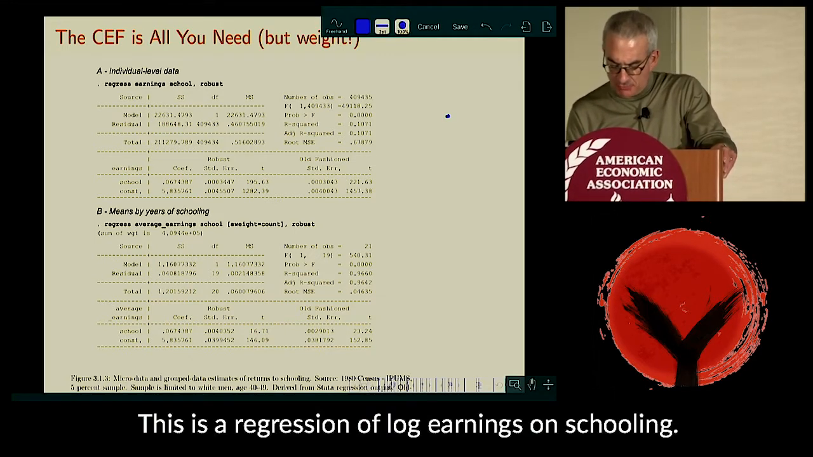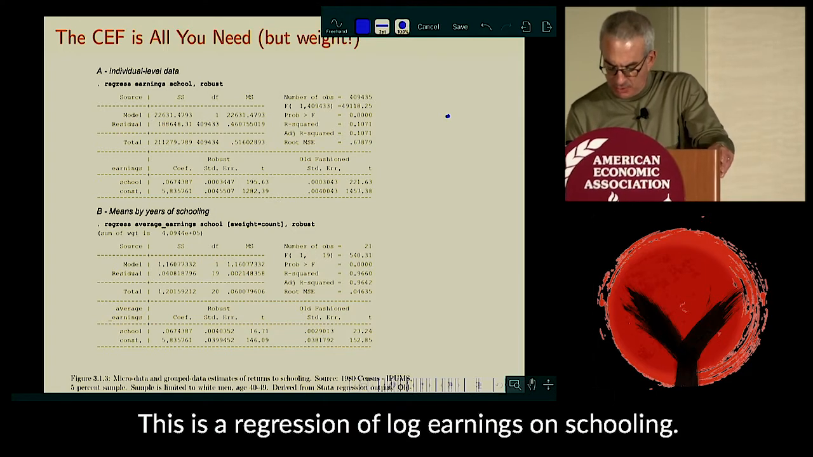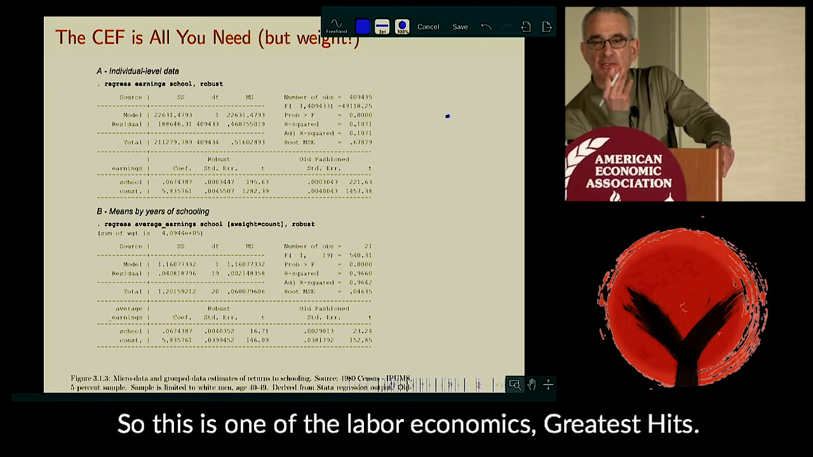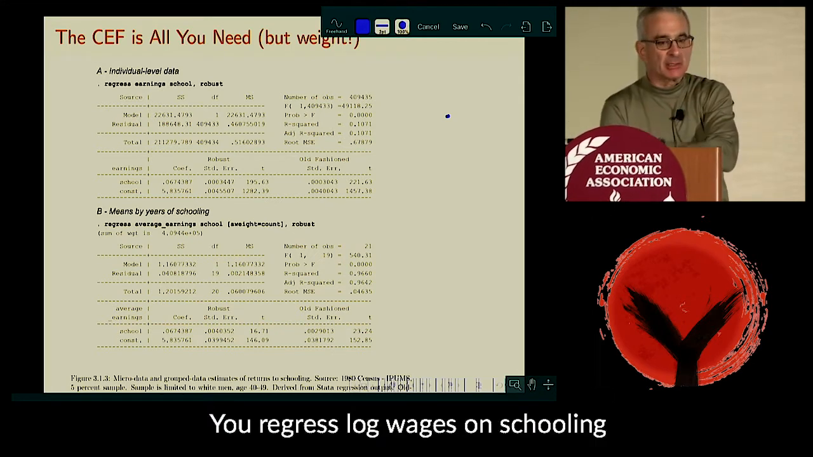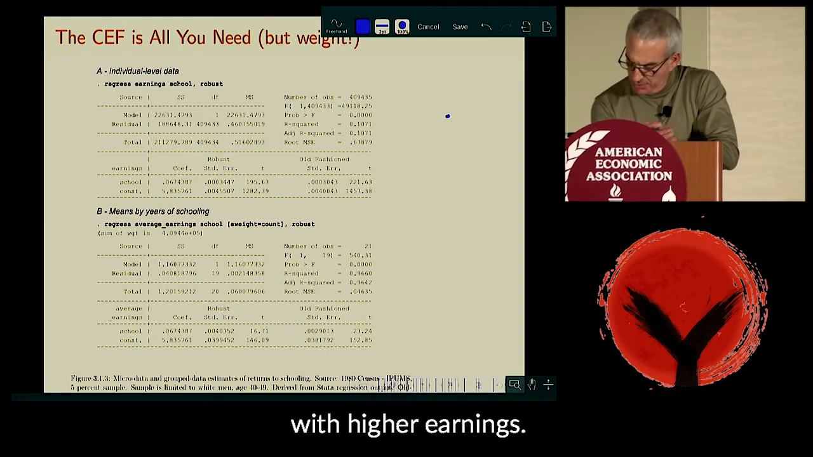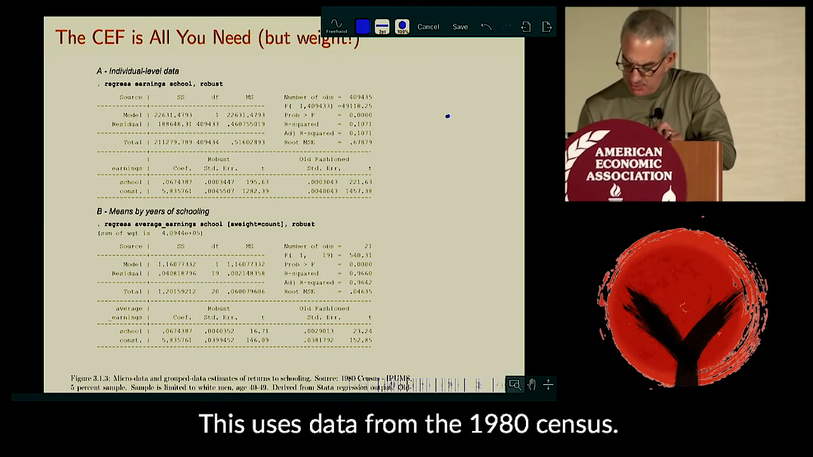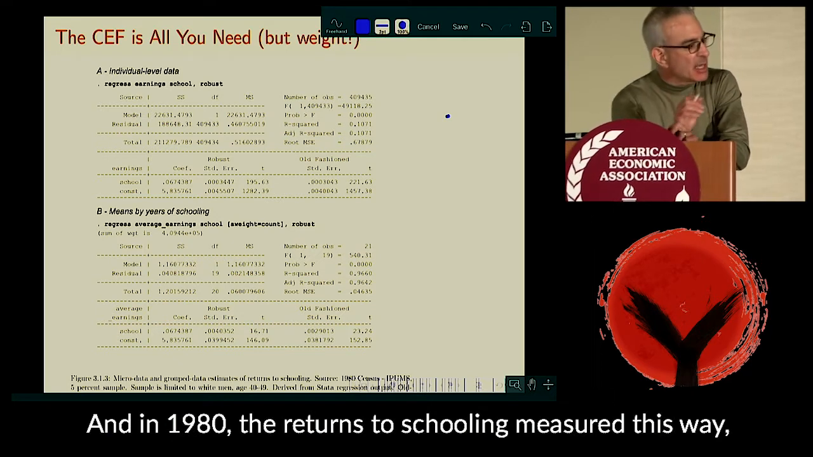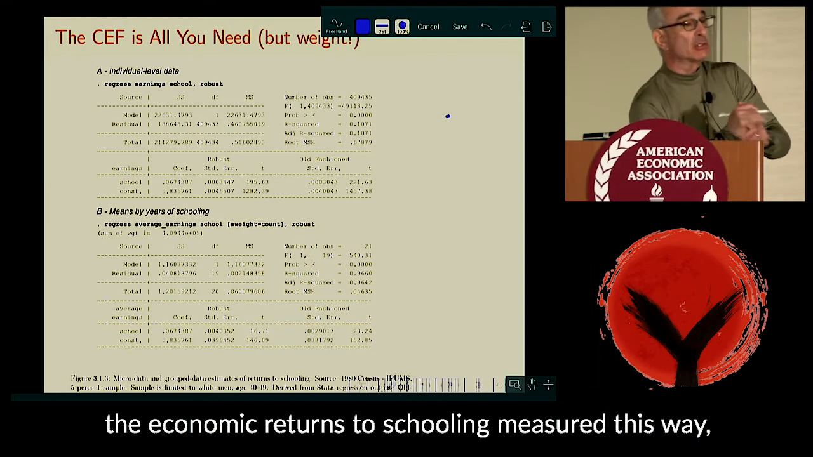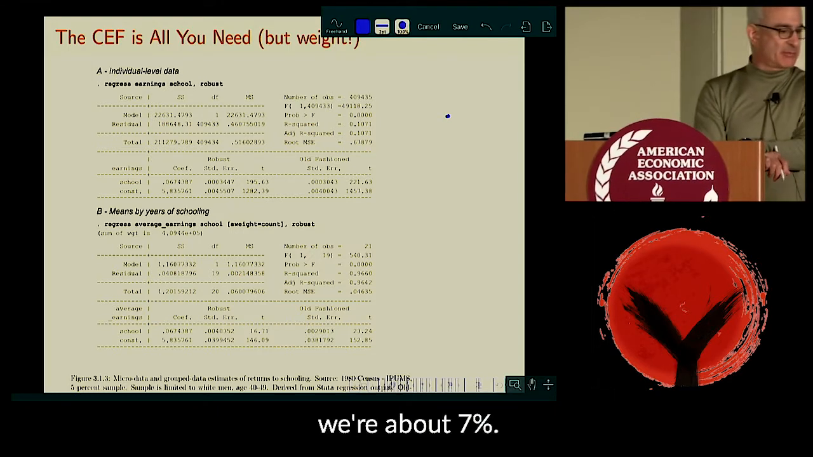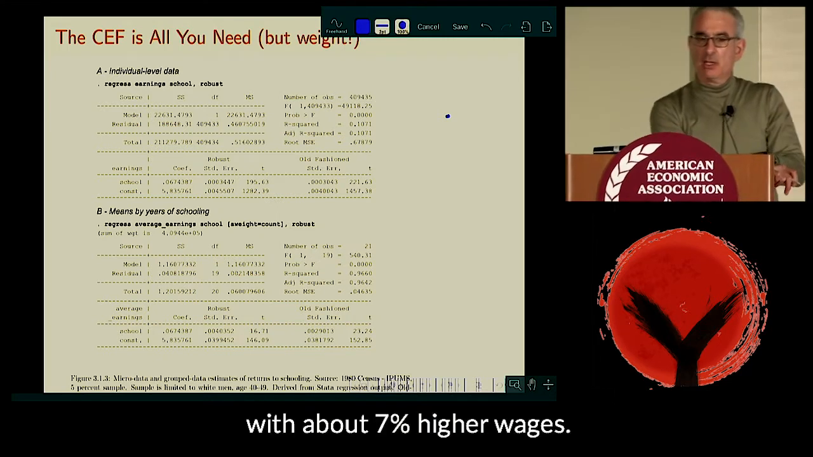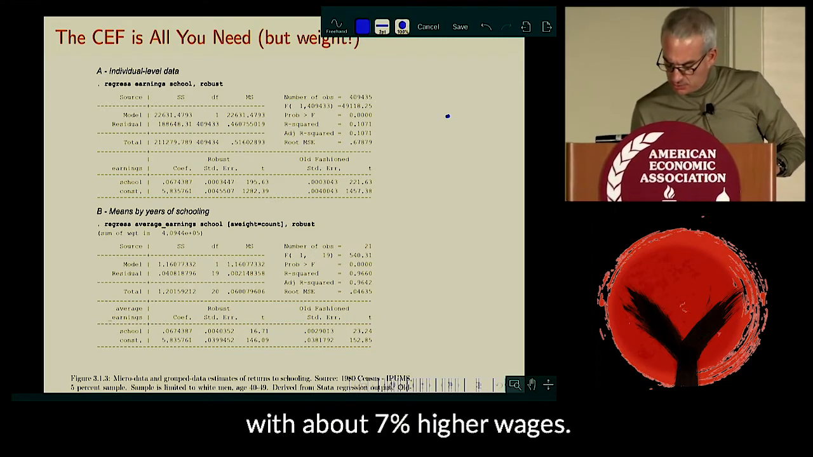This is a regression of log earnings on schooling. This is one of the labor economics greatest hits. You regress log wages on schooling, and each year of schooling is associated with higher earnings. This uses data from the 1980 census. And in 1980, the economic returns to schooling measured this way were about 7%. Each year of schooling was associated with about 7% higher wages.